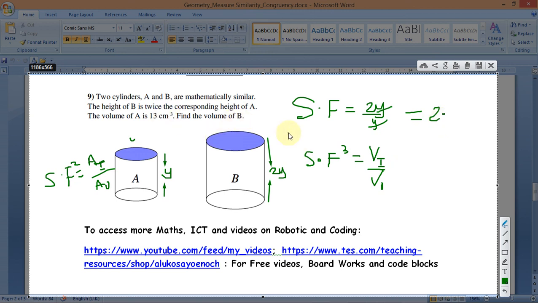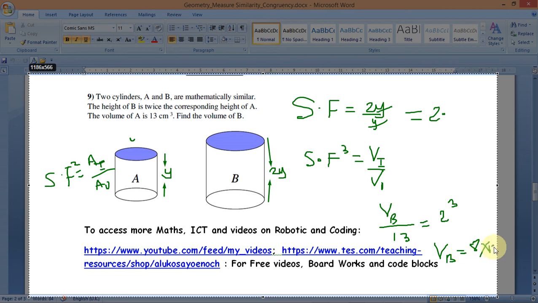I'm looking for B, so I'm looking for the volume of B. So volume of B divided by volume of A, and volume of A is given to be 13, equals scale factor raised to power 3. The scale factor is 2, so 2 raised to power 3. Therefore volume of B will be 2 raised to power 3, which is 8, so that is 8 times 13. What is 8 times 13? 13 times 8 is 104. So that is 104 cm cubed.